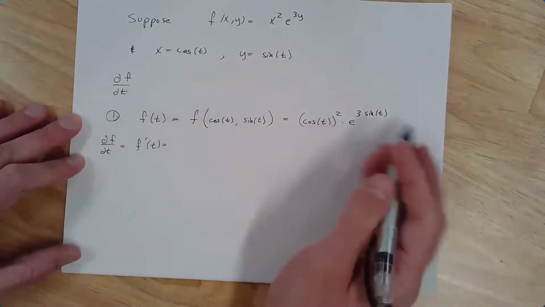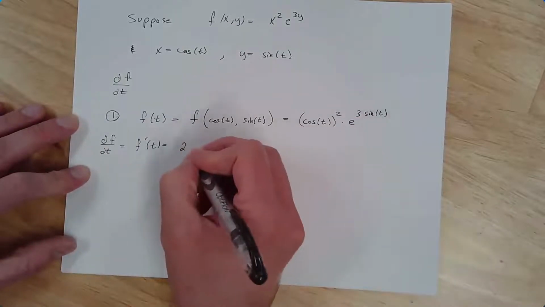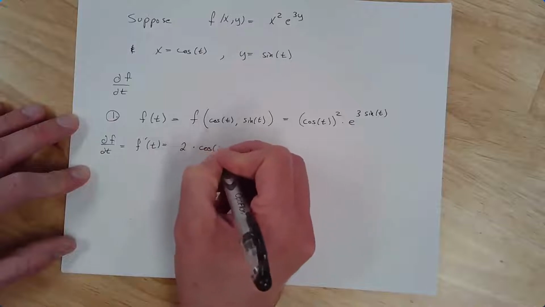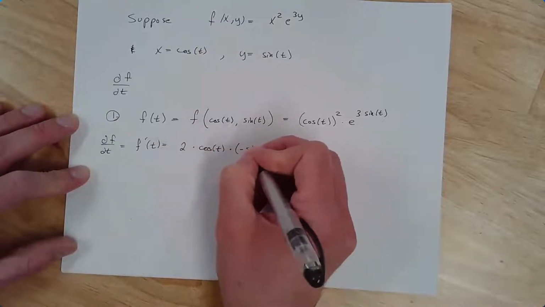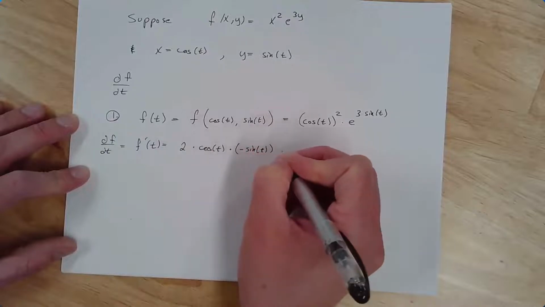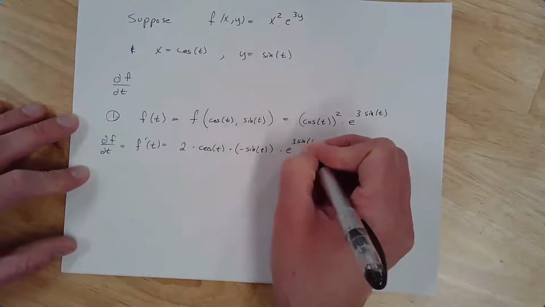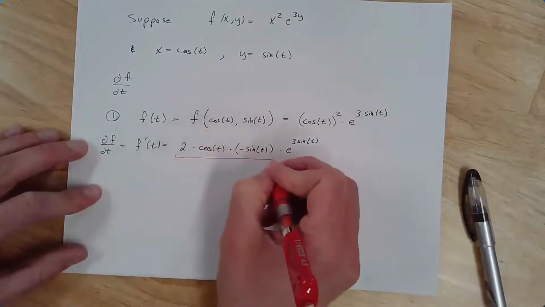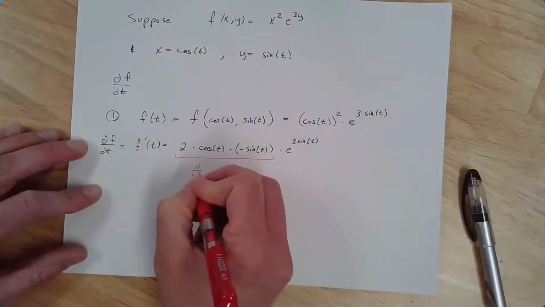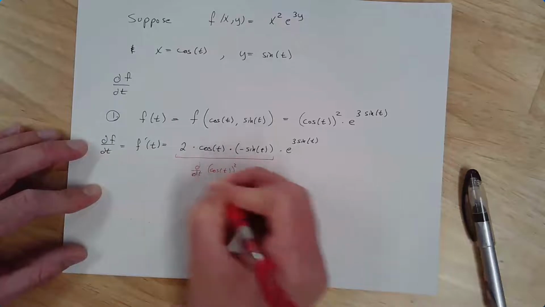Let's see, product rule, chain rule, all that stuff. The derivative of cosine squared is 2 times cosine of t to the first times the derivative of cosine, which is negative sine, times the other stuff left alone. I'm using the product rule. So that's the derivative of cosine of t squared.